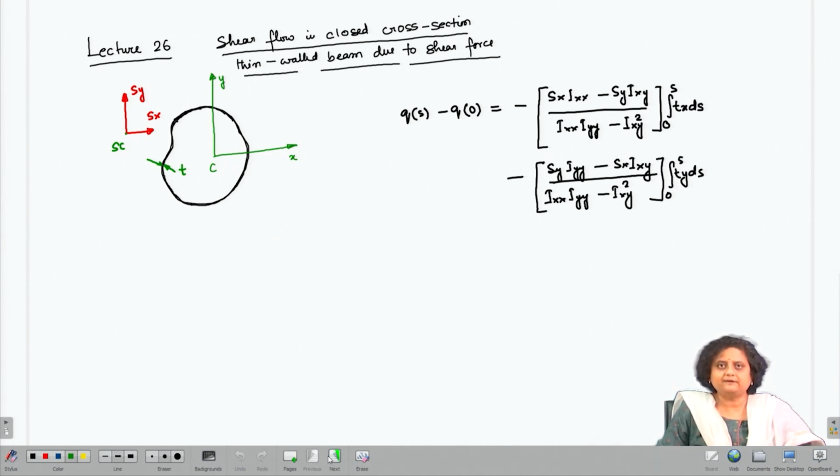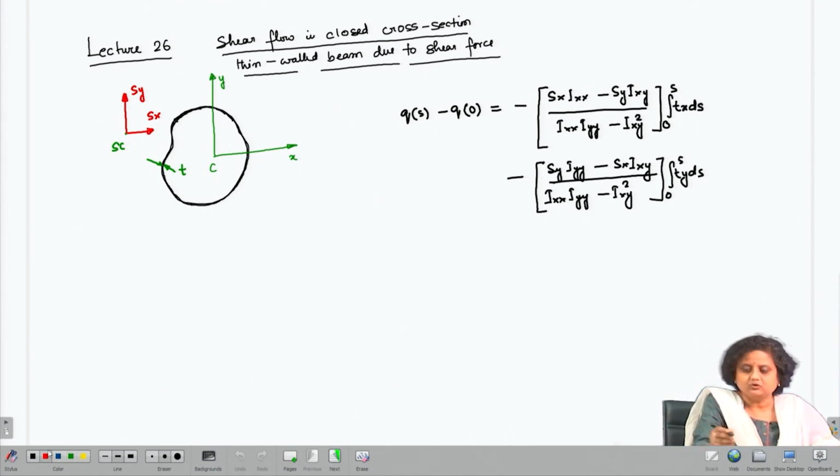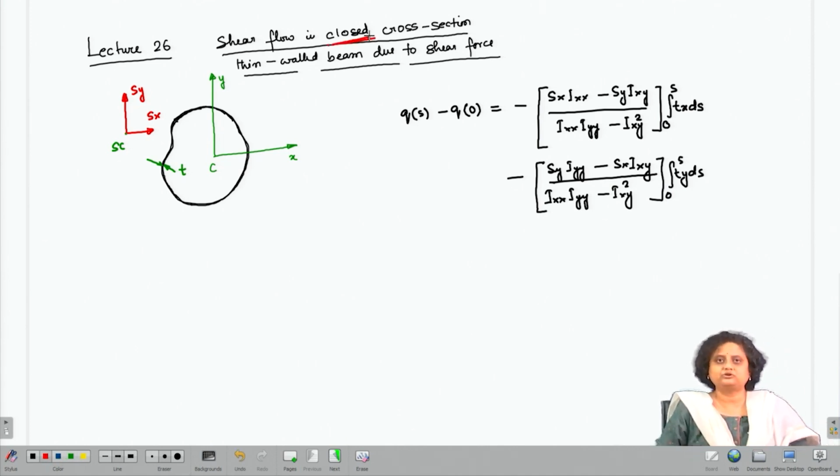We have solved several examples which included a thin wall C section, thin walled I section and circular sections and so on. In this week, we will move on to finding the shear flow in thin wall cross section beam due to shear forces, but what is going to change this week is that instead of open cross section, we are going to deal with closed cross section beam. So, the new thing that is coming into picture is this closed cross section beam.